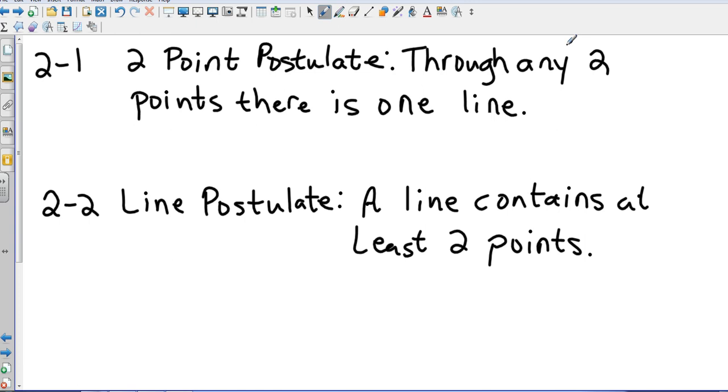It says the line contains at least 2 points, which means a line could contain 2 points, 3 points, 5 points. It just has to have at least 2. However, through 2 points, there is exactly one line. These will be used as we get further and further into explaining different diagrams. So now let's go to 2-3.